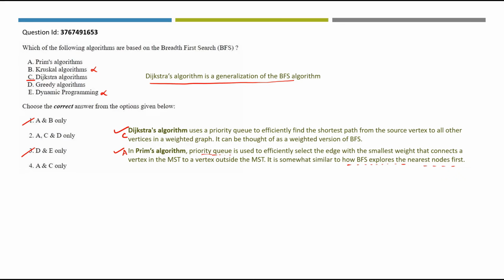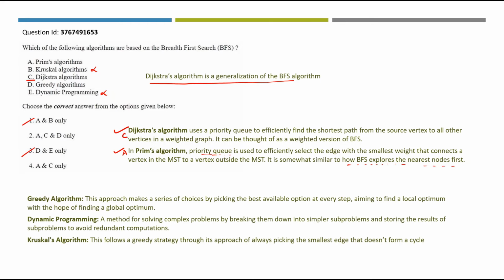Now we have to check whether D is included or not. Greedy algorithm: this approach makes a series of choices by picking the best available option at every step, aiming to find a local optimum with the hope of finding a global optimum. Prim's algorithm and Dijkstra's algorithm use a priority queue to start with a shortest path in case of Dijkstra's and to select the edge with the smallest weight in case of Prim. But in greedy algorithm, we are not going with such criteria. Instead, we are just taking the best one available at every step. So in that way, greedy is not connected to Dijkstra's and Prim's.